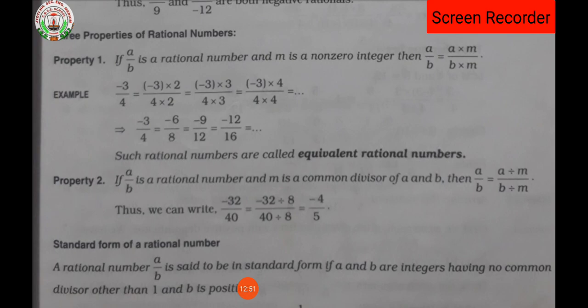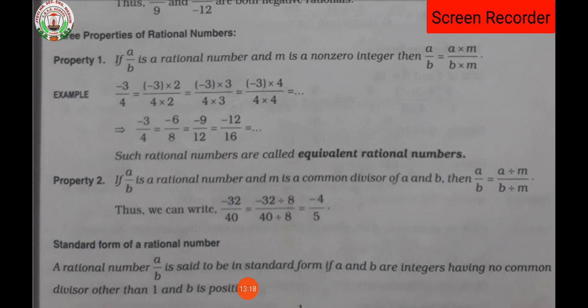Next, standard form of a rational number. You people are very well known to this; you had already studied it many times in class 6 and 7. So let's see what we mean by standard form of a rational number. Here is the definition: a rational number A by B is said to be in standard form if A and B are integers having no common divisor other than 1, and B is positive.